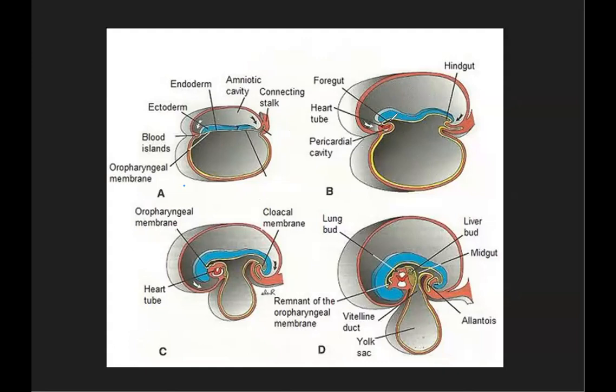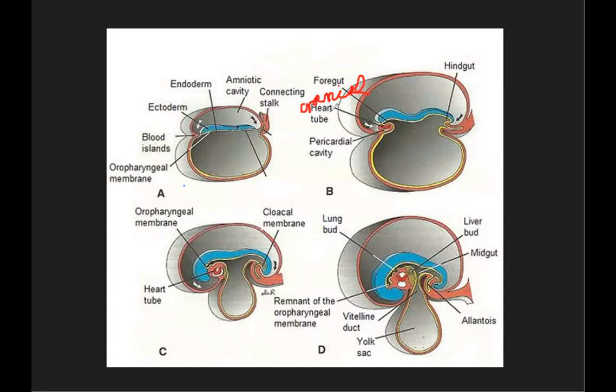Now, this is the cranial portion. Okay, this area is called the cranial portion. Okay, ignore the writing. So this is the cranial portion, and this is the caudal portion. And this part over here will be the head of the baby.